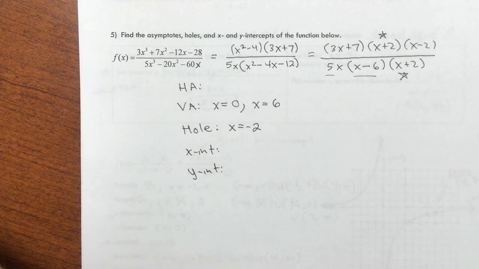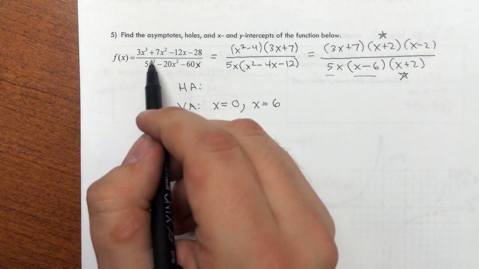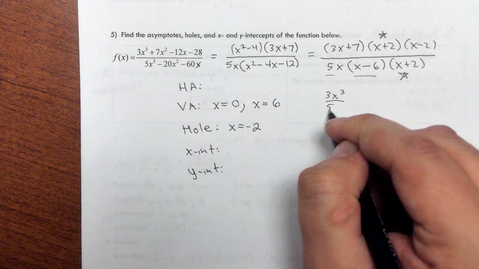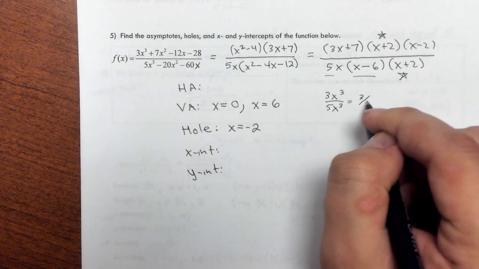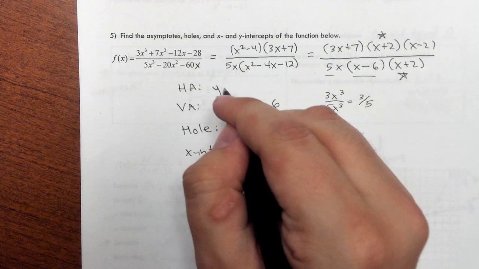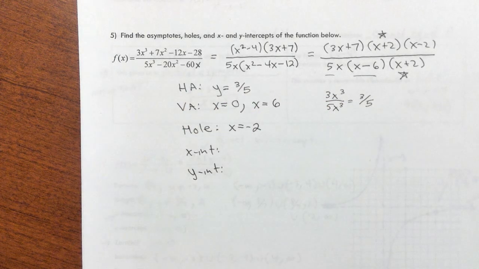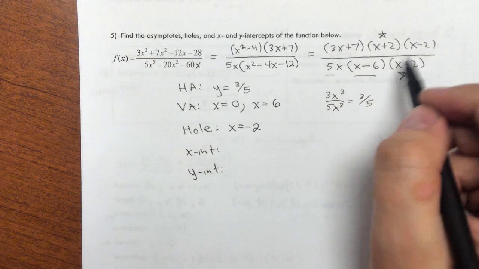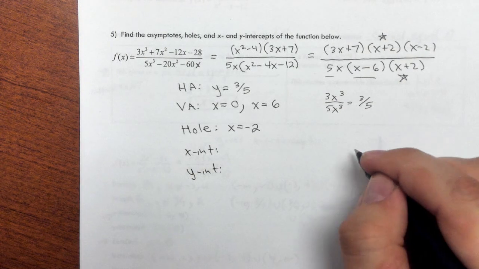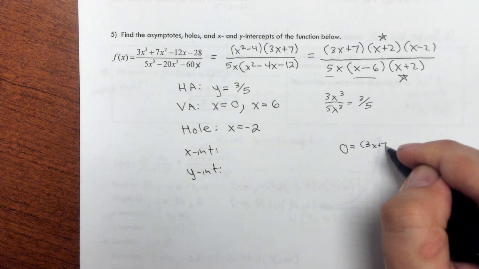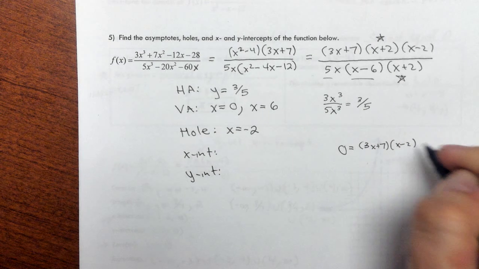If I wanted to figure out my horizontal asymptote, I look back here and compare the leading terms. 3x cubed over 5x cubed is essentially 3/5. So my horizontal asymptote is y equals 3/5. X-intercepts and y-intercepts, how do I do those? Well, for x-intercepts, remember you're solving the equation 0 is equal to this. I'm going to rewrite this slightly.